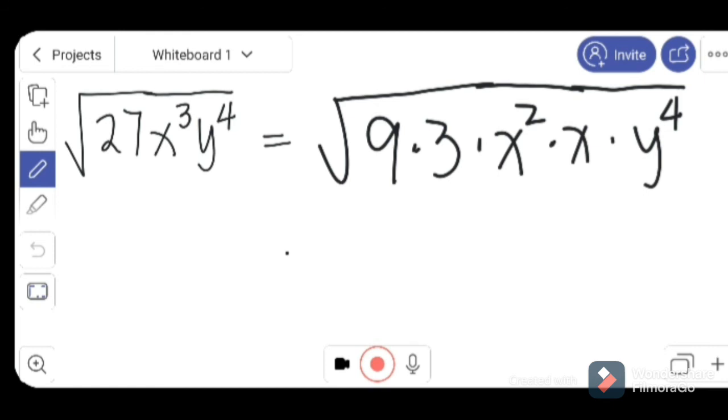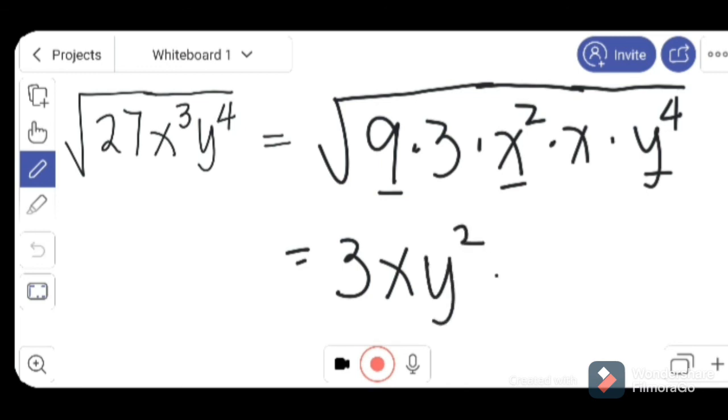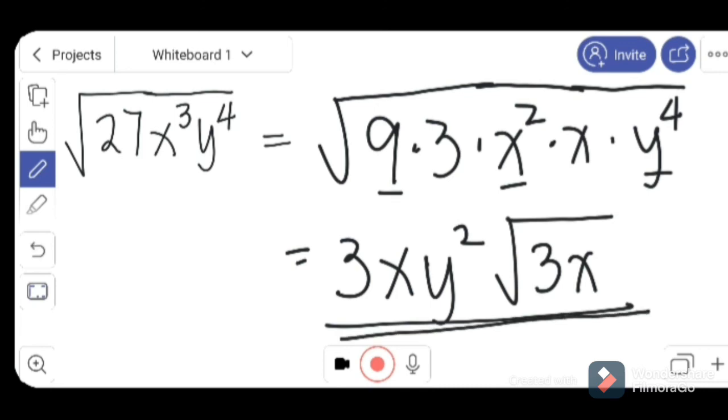Now let's simplify. The square root of 9 is 3. We take out x squared. And how many 2s in y to the 4th? There are 2. And then what's inside? We have the 3 and the x. This is our final answer.